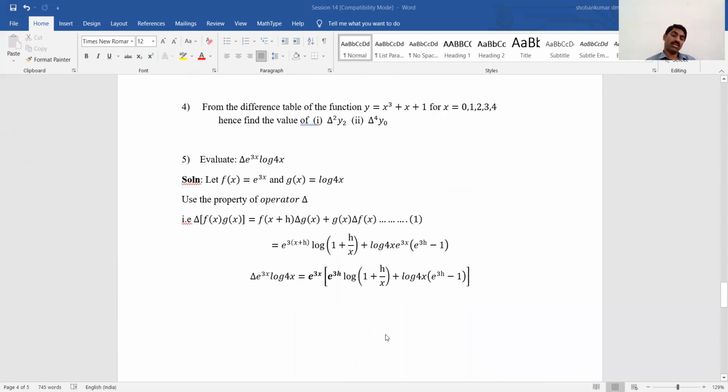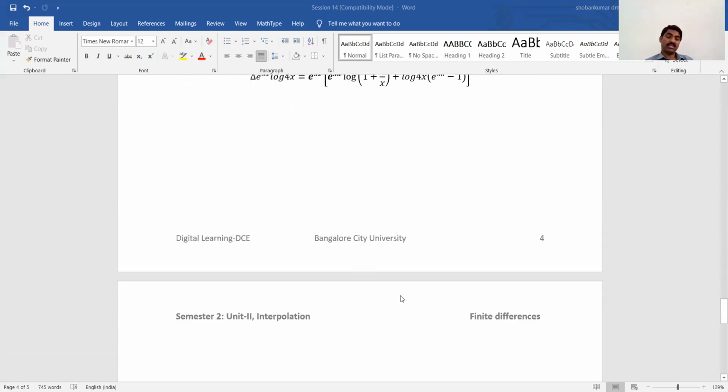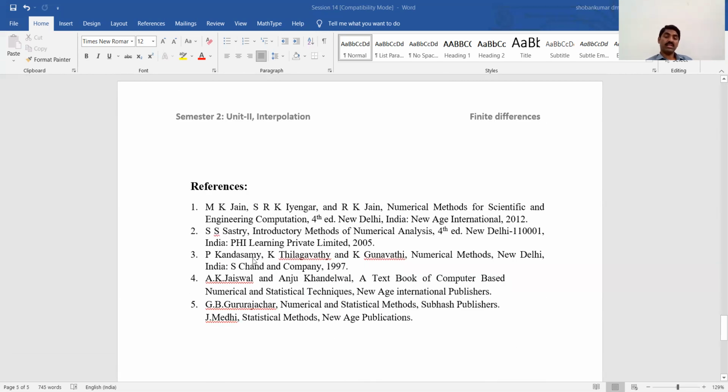I hope you are all well understanding these two differences. One is the forward difference table and another one is the backward difference table and its properties. These are the references. If you're interested, you can go through these references. Okay, now let me stop this stage.